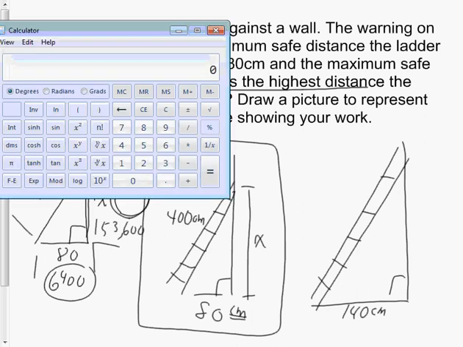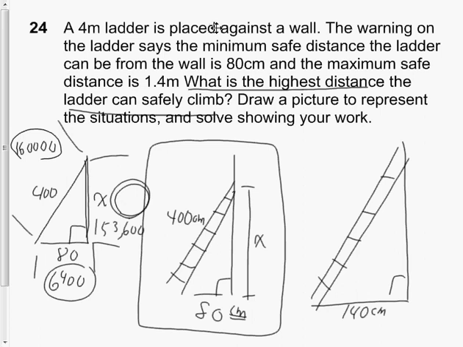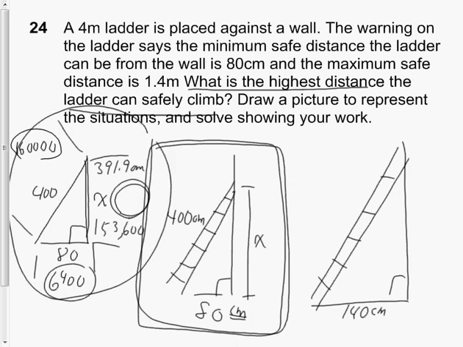So therefore, the square root of 153,600 is the distance up the wall it can travel, which is 391.9 centimeters. So 391.9 centimeters, or approximately 392 centimeters, is the answer for the question. So what I was looking for was A, drawing a picture that looks like this, B, translating it into a right triangle, showing me your work, and getting the answer 391.9.